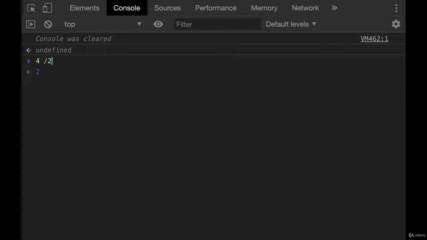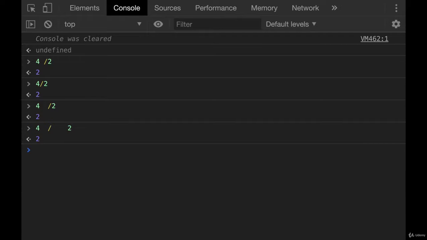4 divided by 2 gives us 2. Spacing, as you probably already noticed, doesn't really matter here. I can do 4 divided by 2 like this. I can add space there. It still works. There are definite situations where spacing can be important, and you don't want to do this because it's impossible to look at. It's ugly and confusing. So I would stick to this, or potentially that, but I prefer this.